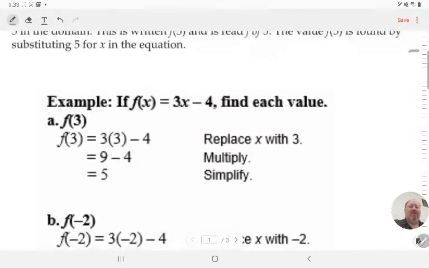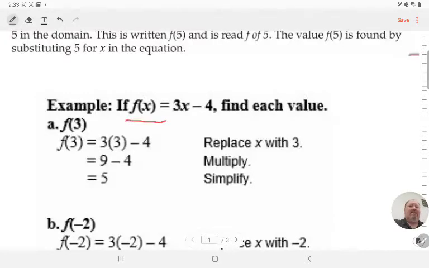So for example, if I have f of x equals 3x minus 4, find the value. So f of 3, everywhere that there's an x, I would replace with a 3. So 3 times 3 minus 4, or 9 minus 4, or simply put, f of 3 equals 5. Okay?